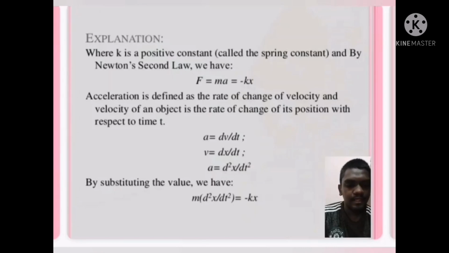So if we substitute the values into the original formula, m times d squared x over dt squared equals negative kx. This is a second order linear equation.